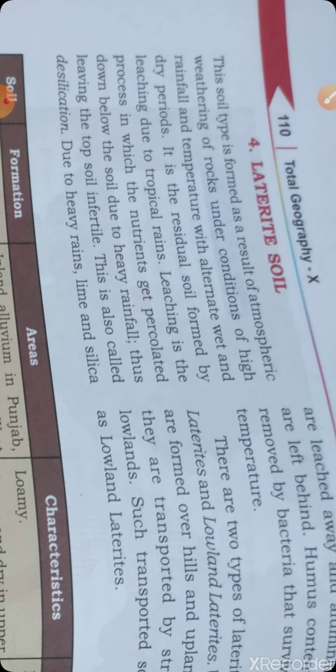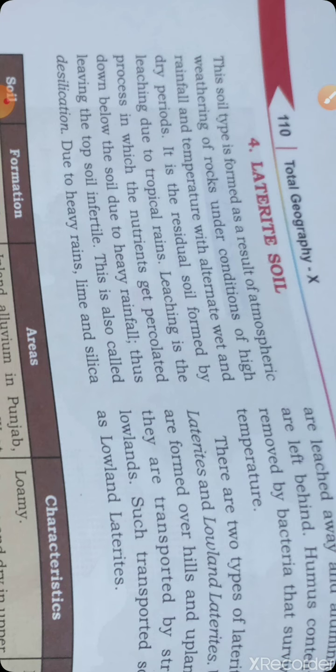What is leaching? Leaching is a process, underline. This has to be underlined. Leaching is a process in which the nutrients get percolated down below the soil due to heavy rainfall. This is an important point. It can be asked in the board exam. Thus, leaving the topsoil infertile.